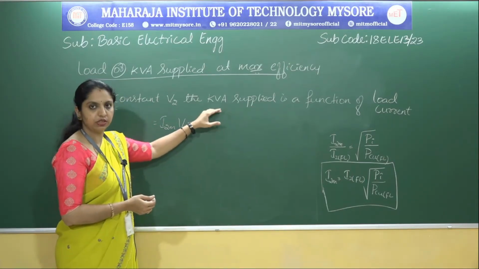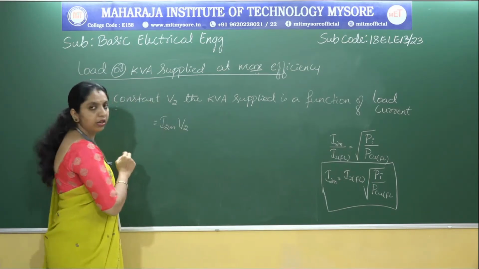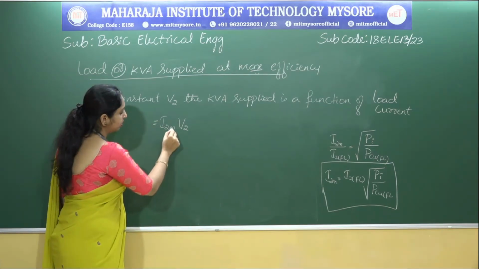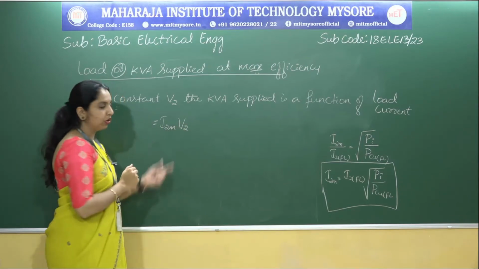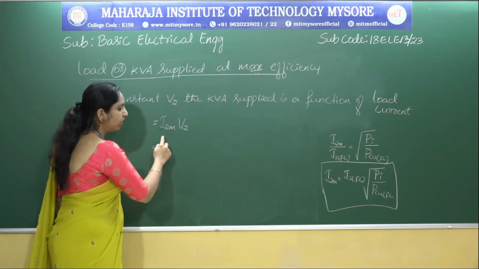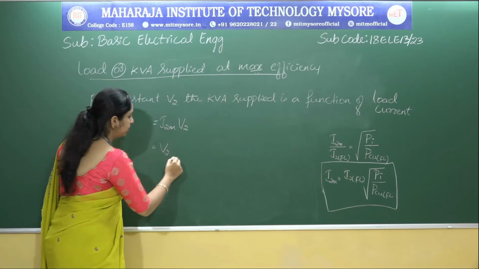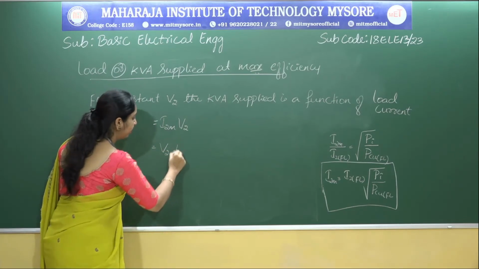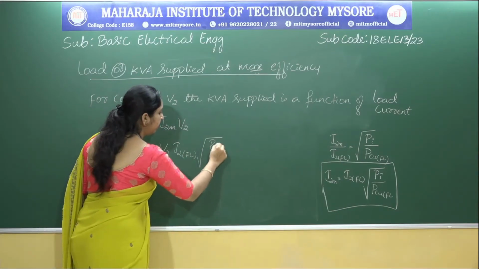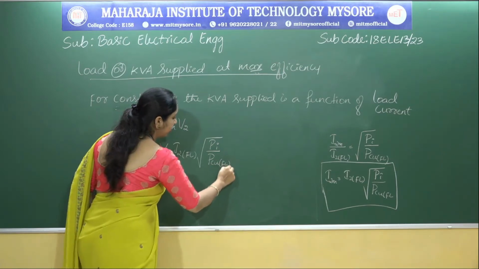So with this definition, we are going to have the equation for the load or kVA supplied at maximum efficiency, which is equal to I2 max, that is I2M, times V2. So what is I2M? It is the full load current at maximum efficiency. Now you can substitute this equation here. So we get V2 into I2 full load, square root of Pi divided by PCU full load, right?